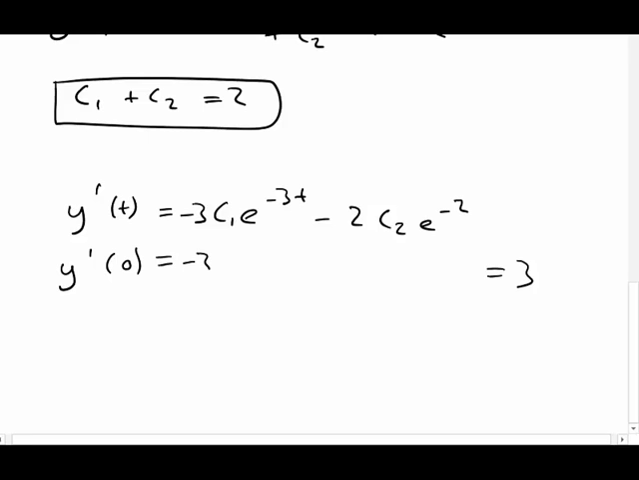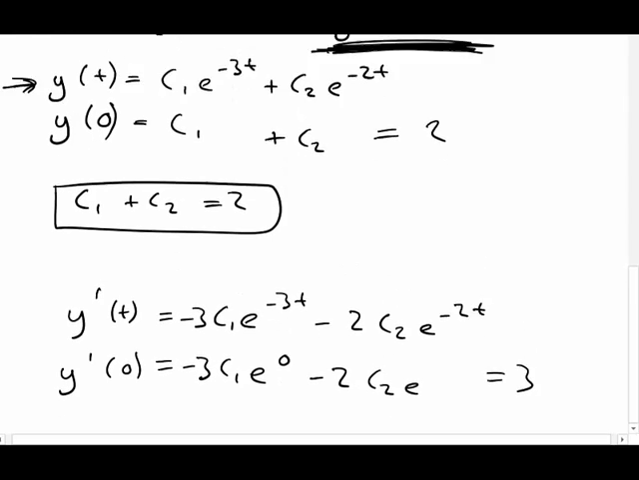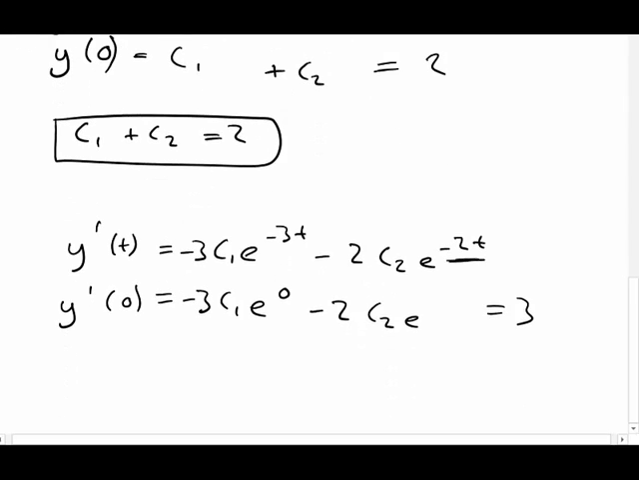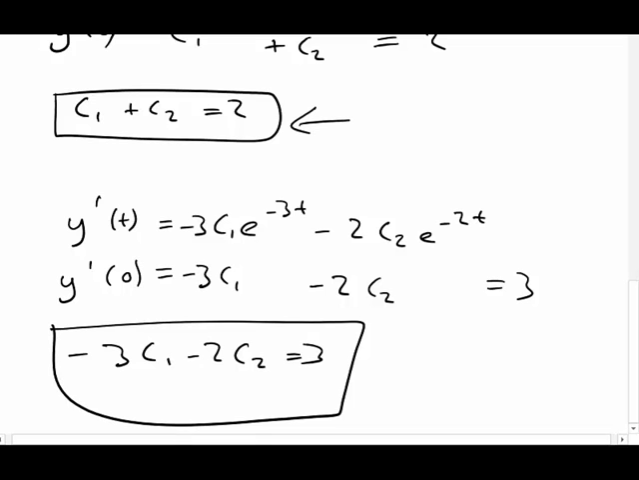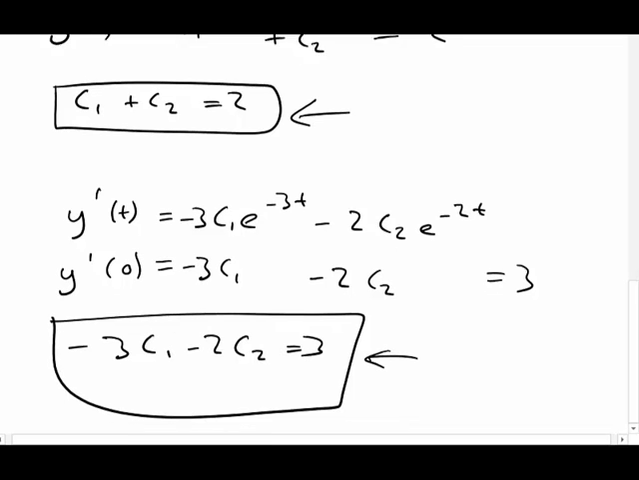So let's do that. I've got minus 3 c1 e to the minus 3 times 0, so that's going to become 0, minus 2 c2 e to the, sorry, that should be a t in there. Minus 2 times 0, so that's going to become 0. E to the 0 is going to become 1. So in other words, what have I got? I've got minus 3c1 minus 2c2 is equal to 3. So that's my second bit of information. I use that and try to solve for c1 and c2 simultaneously.